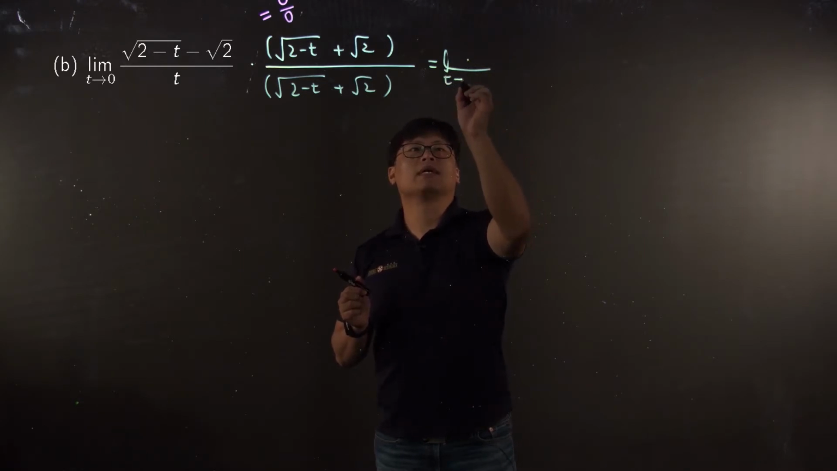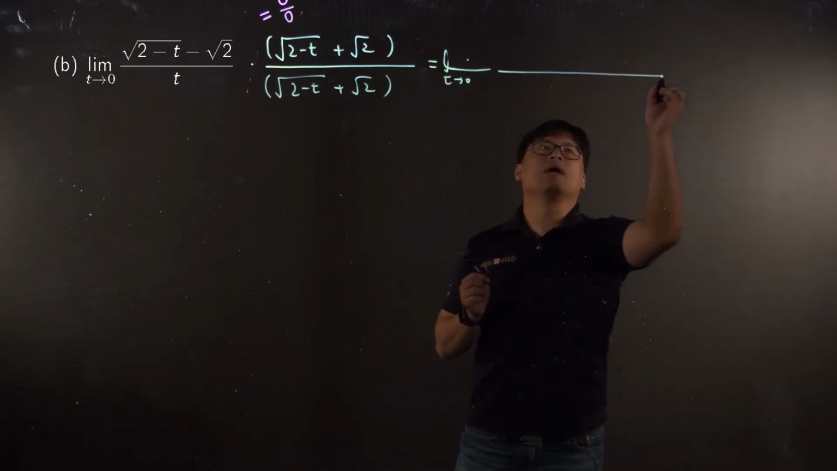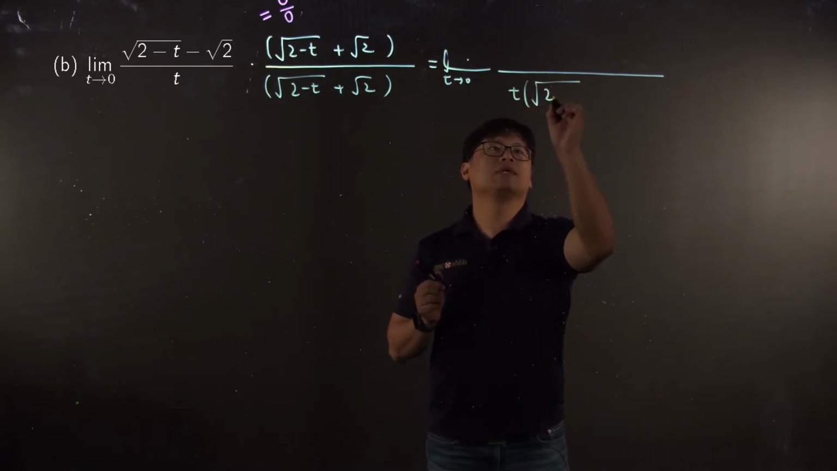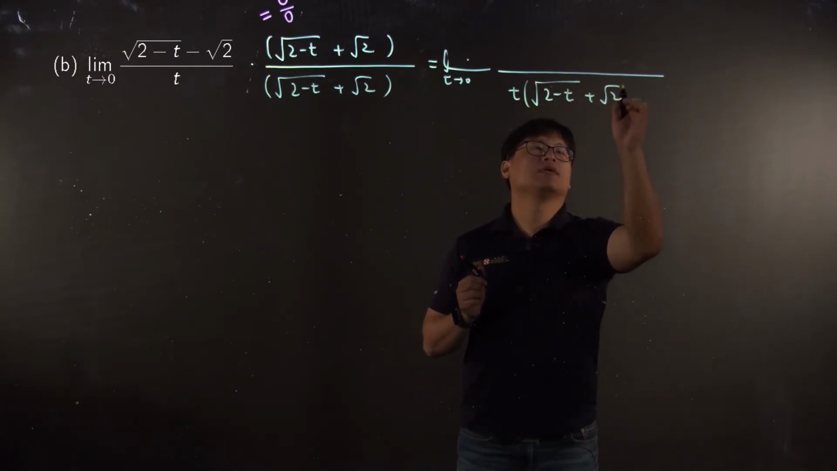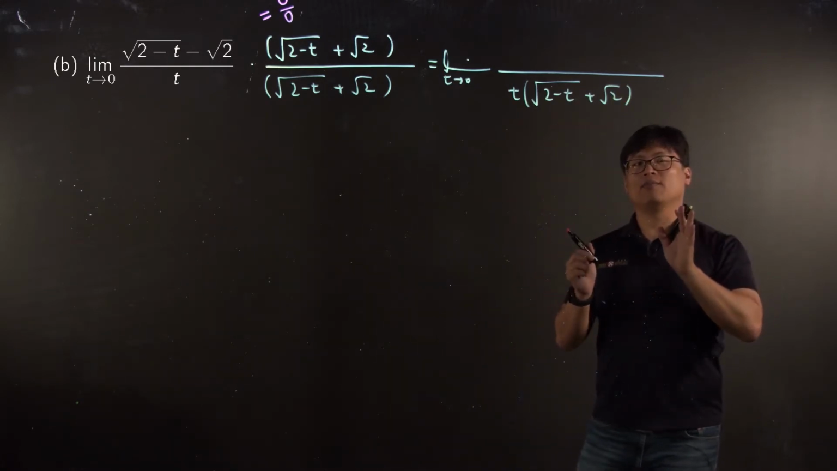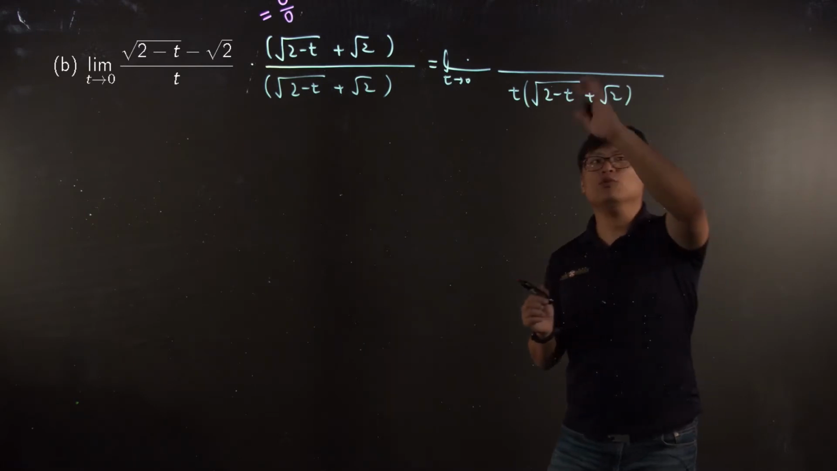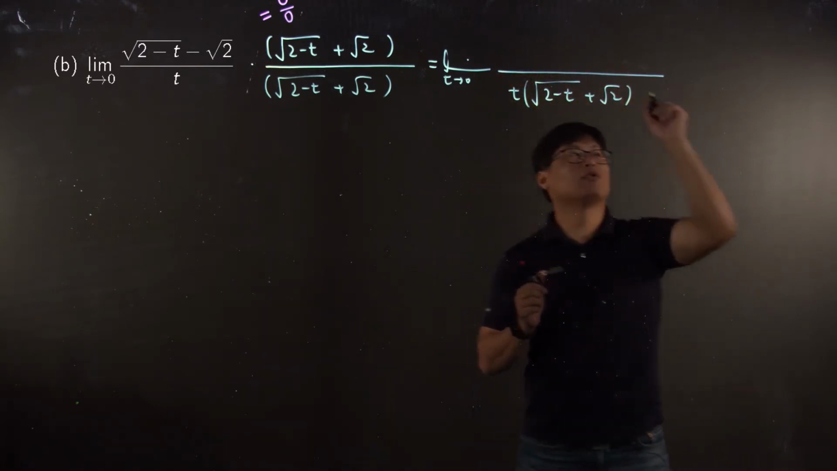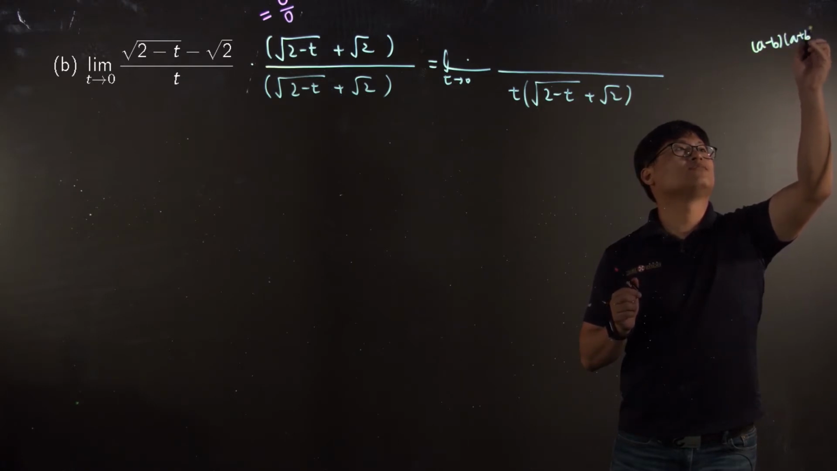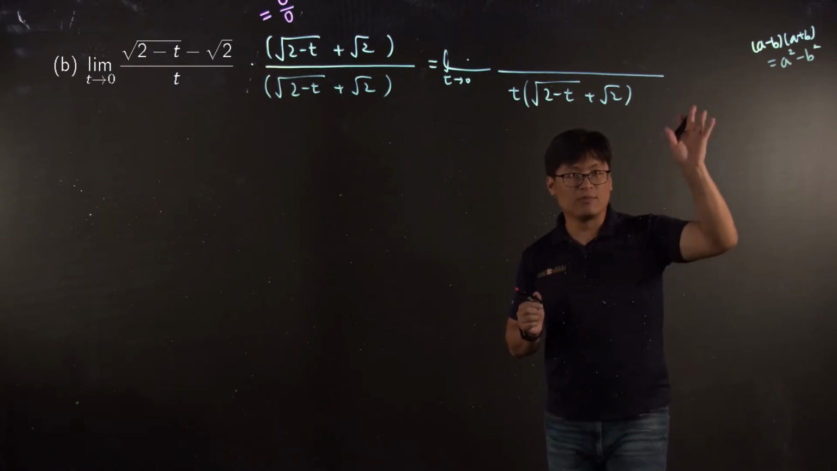So here we go. Let me rewrite this, guys. And for the denominator, I'm not going to do anything, just write it again: t times the parentheses of the square root of 2 minus t plus square root 2. Do you know why I wrote this first? Don't do anything, because we're going to do something else later. For the numerator, we're going to do distribution, but don't forget this: a minus b times a plus b is equal to a squared minus b squared. That's really simple algebra.